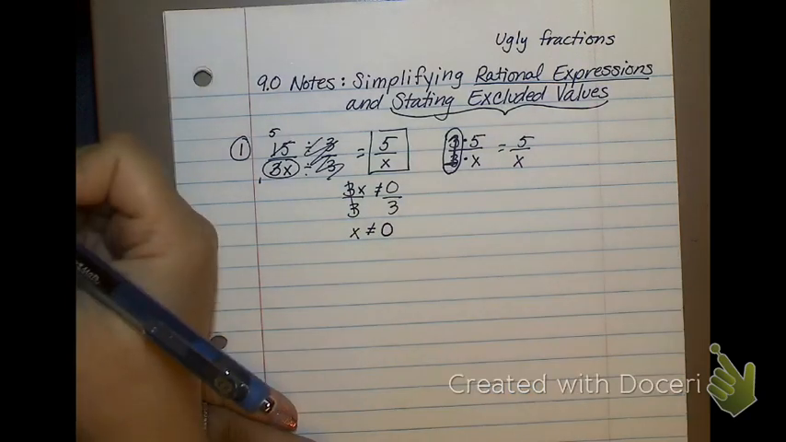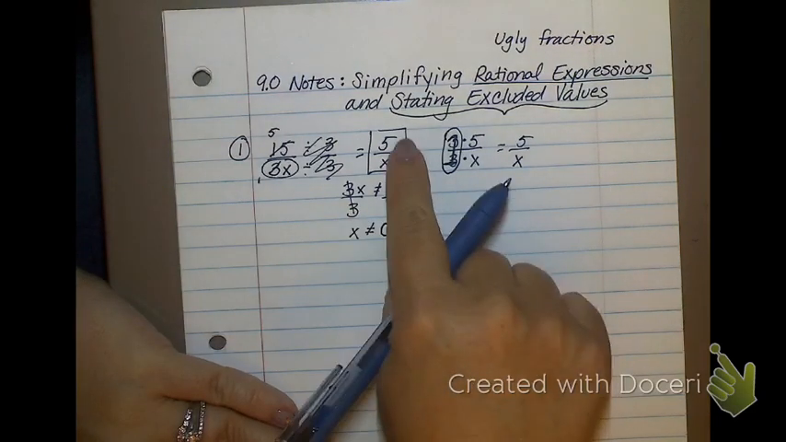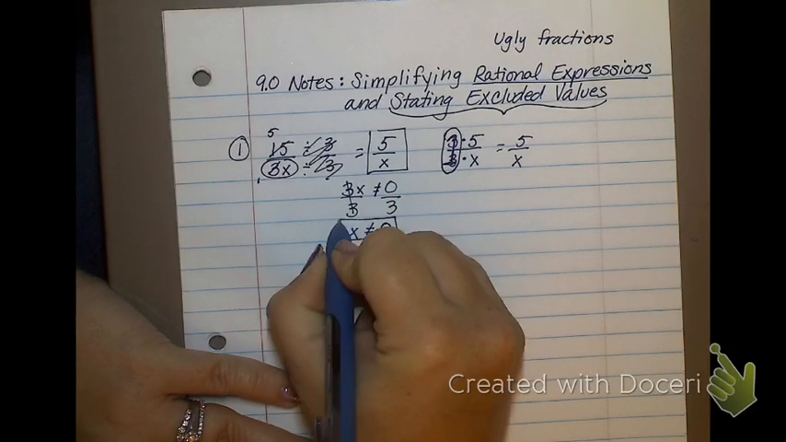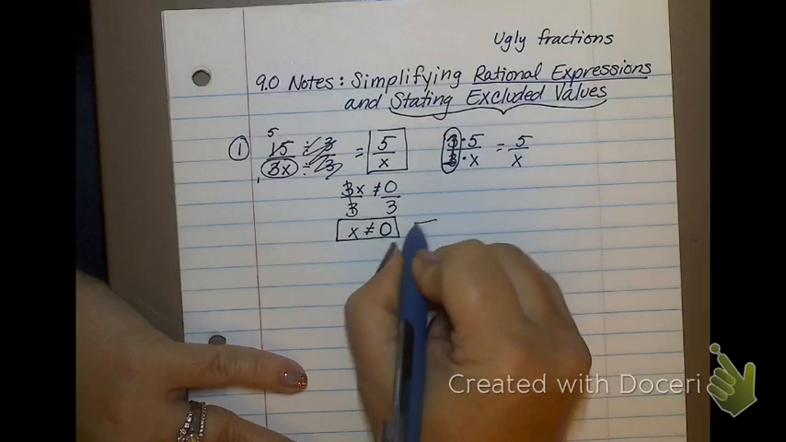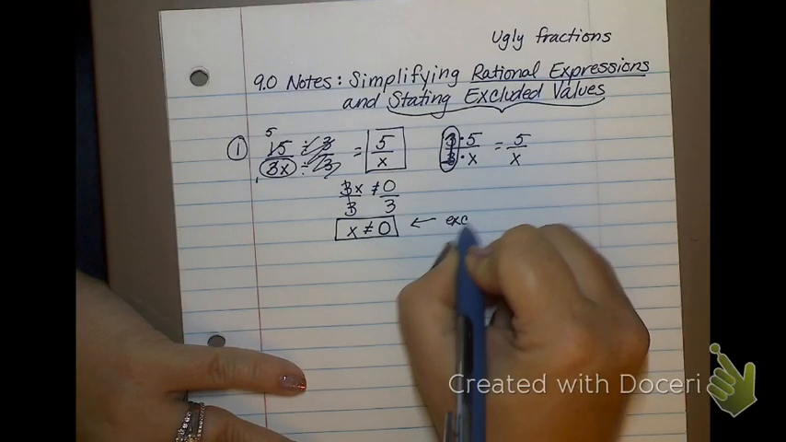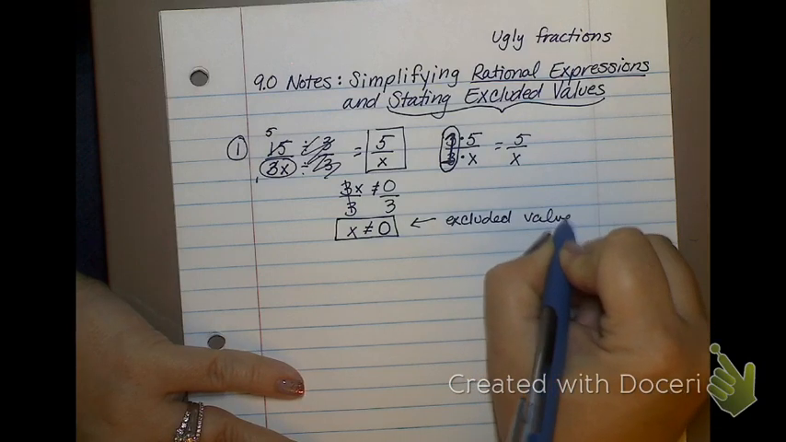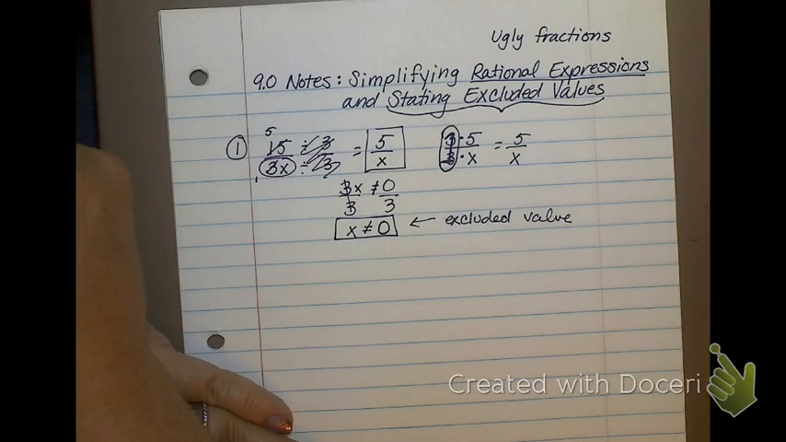So in this problem, yes, I get 5 over x. However, the stipulation is that x cannot equal 0. That is my excluded value. And again, why is it an excluded value? Because if x equals 0, then I have an impossible pizza situation.